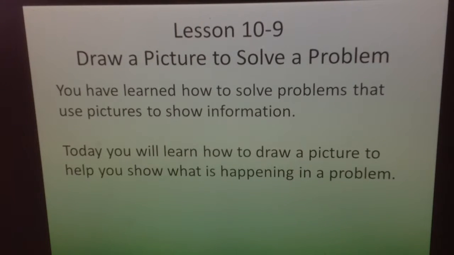Hello. Today's lesson is 10-9. It's called Draw a Picture to Solve a Problem. It's our last lesson on fractions. You've learned how to solve problems that use pictures to show information. Today you'll learn how to draw a picture to help you show what's happening in a problem.